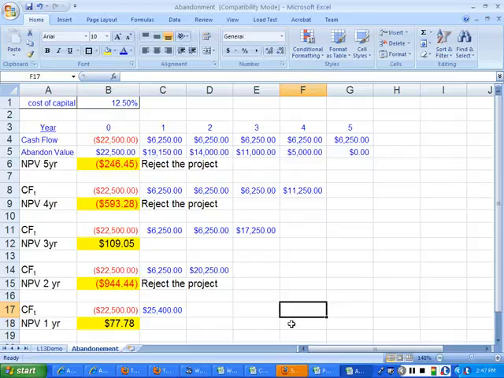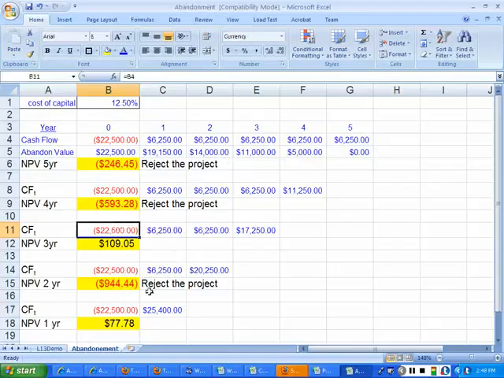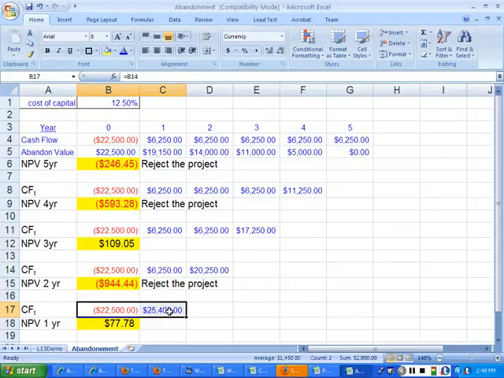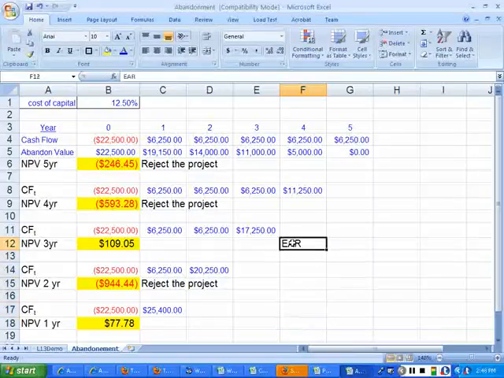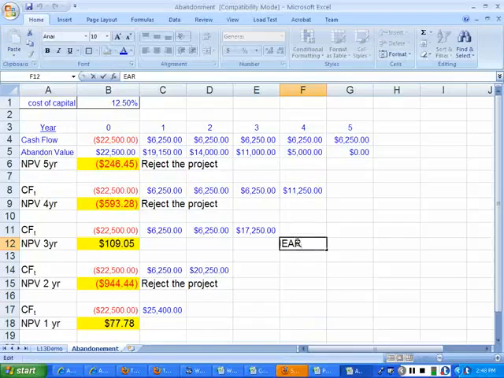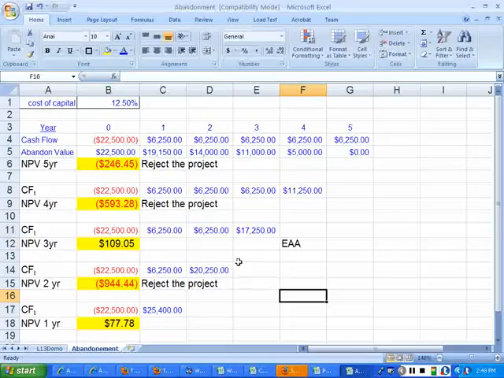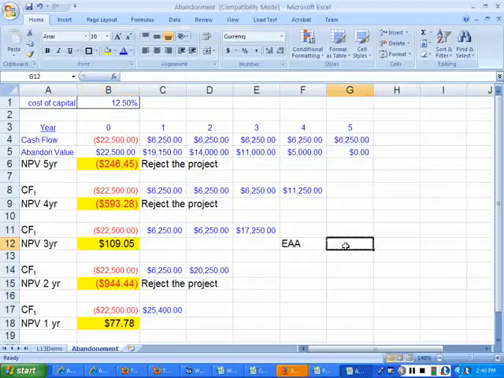One is the replacement chain, which is basically you go in there and you repeat the project. So here, a 3-year project would be a repeat of this 2 more times that we've got in here to find out what the overall value is. Or we could calculate something called the equivalent annual annuity, which is basically take the money and invest it to find out which is the better project.